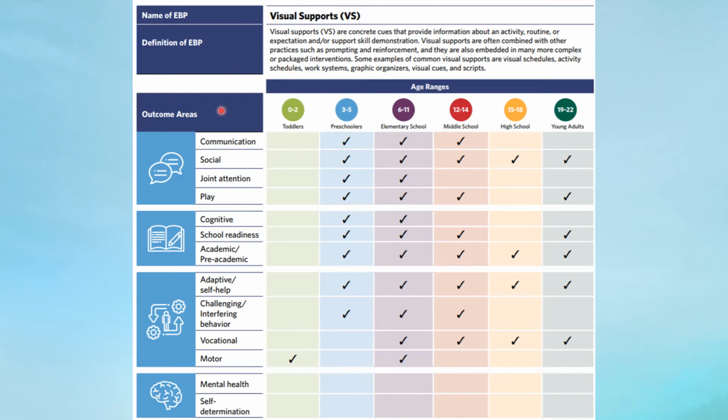I can also look at the outcome areas, and I know that if I am working on a play goal for a preschooler, elementary age, or middle school, and even high school or young adult, that I could choose visual supports to help me make progress in that area. And I like that it shows you the different outcome areas that you can use visual supports for. If I have a young adult and we are working on vocational skills, then visual supports might be a great tool to use with them. So just something for you to know that that's out there, and that's free to print. And the link for this, I believe, will be at the end of the training.